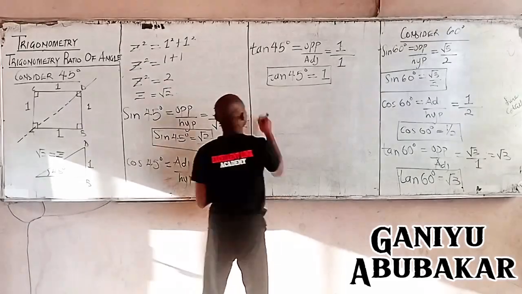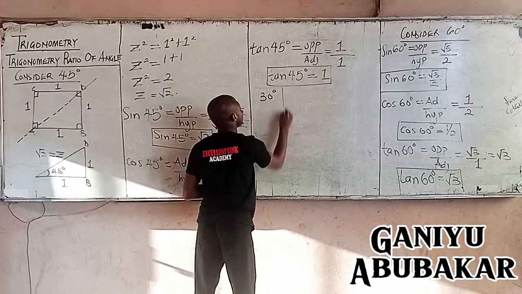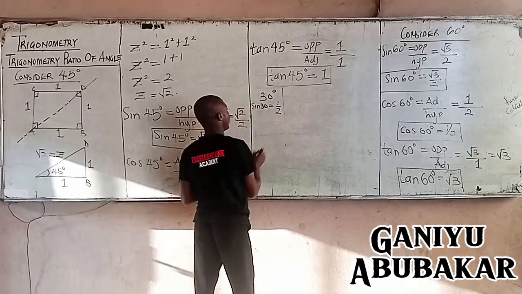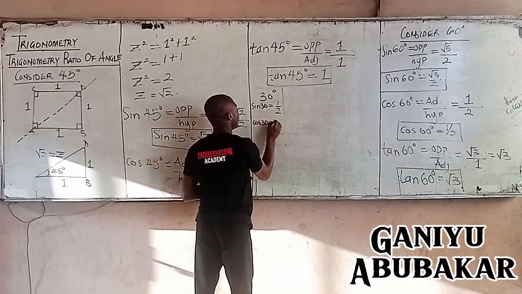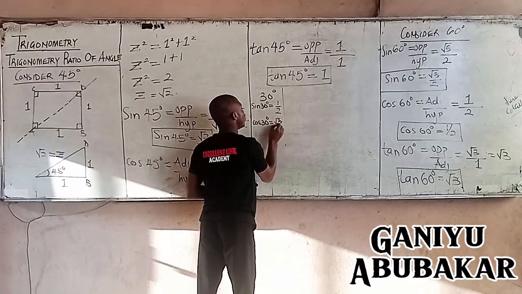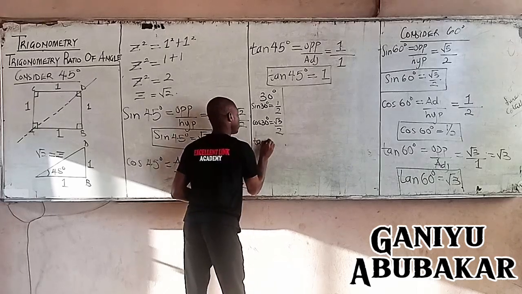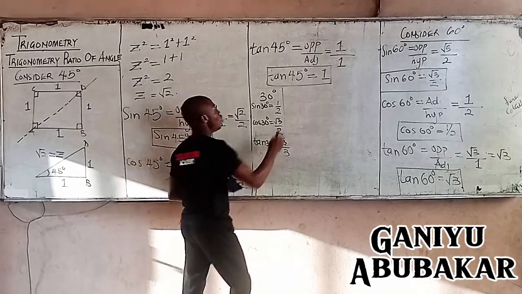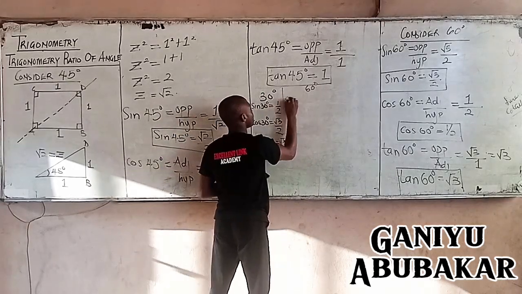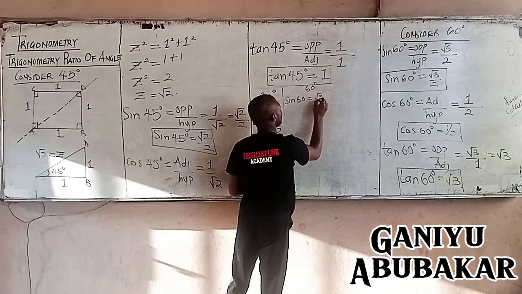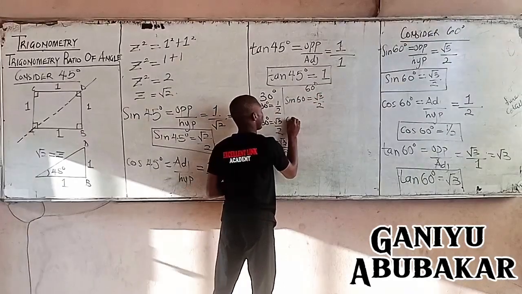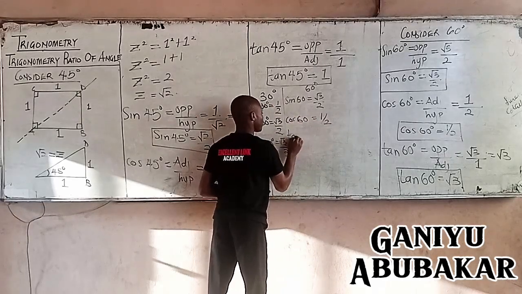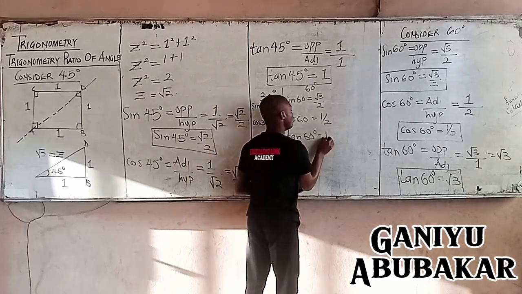So we started from 30 degrees. For 30 degrees, sine 30 is 1 over 2. We also said cos 30 is root 3 over 2. And finally, tan 30 is root 3 over 3. Also for 60 degrees, sine 60 is root 3 over 2. Next, cos 60 degrees is 1 over 2. And tan 60 degrees is root 3.